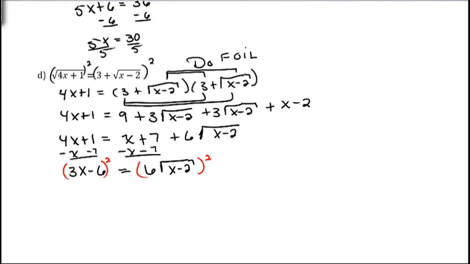And so here you have to remember to do FOIL, because you have 3x minus 6 times 3x minus 6. And over here you have to remember to square the 6 and the square root of x minus 2. 6 squared is 36. And then don't forget to keep this in parentheses.